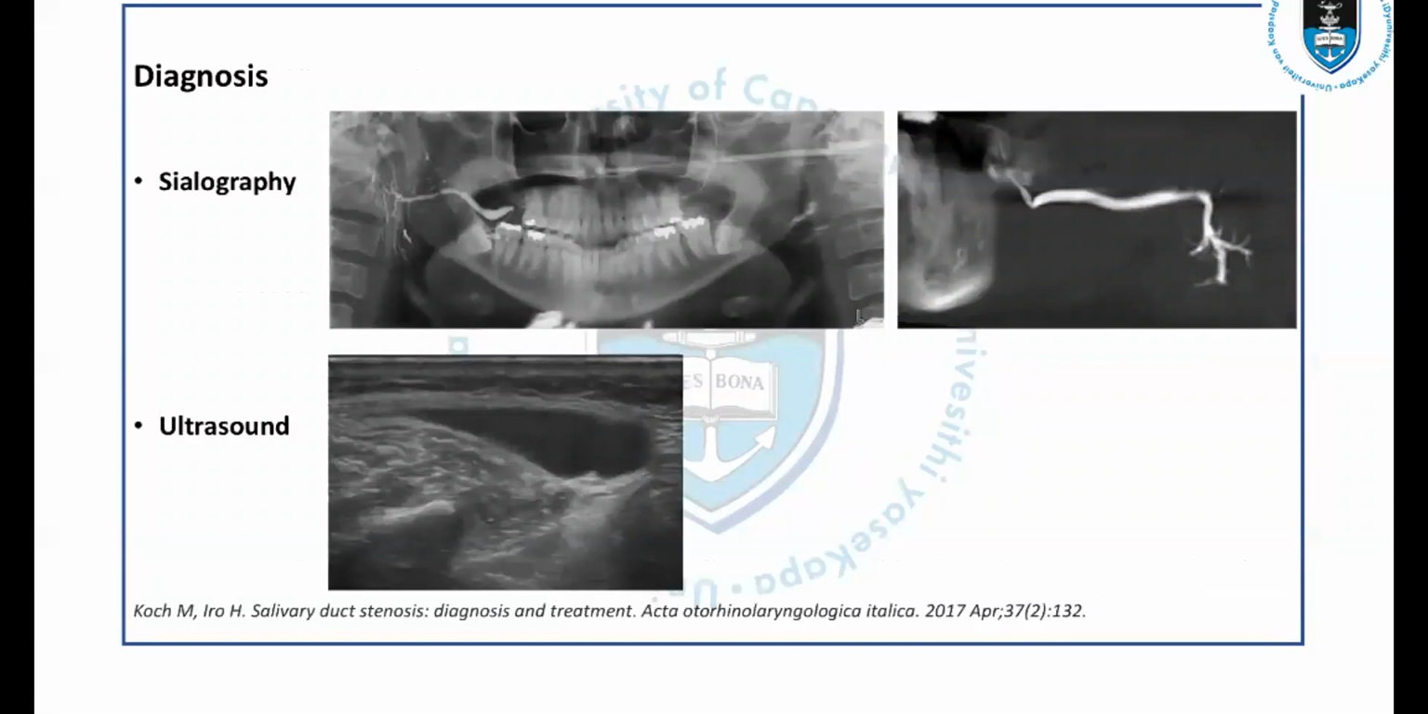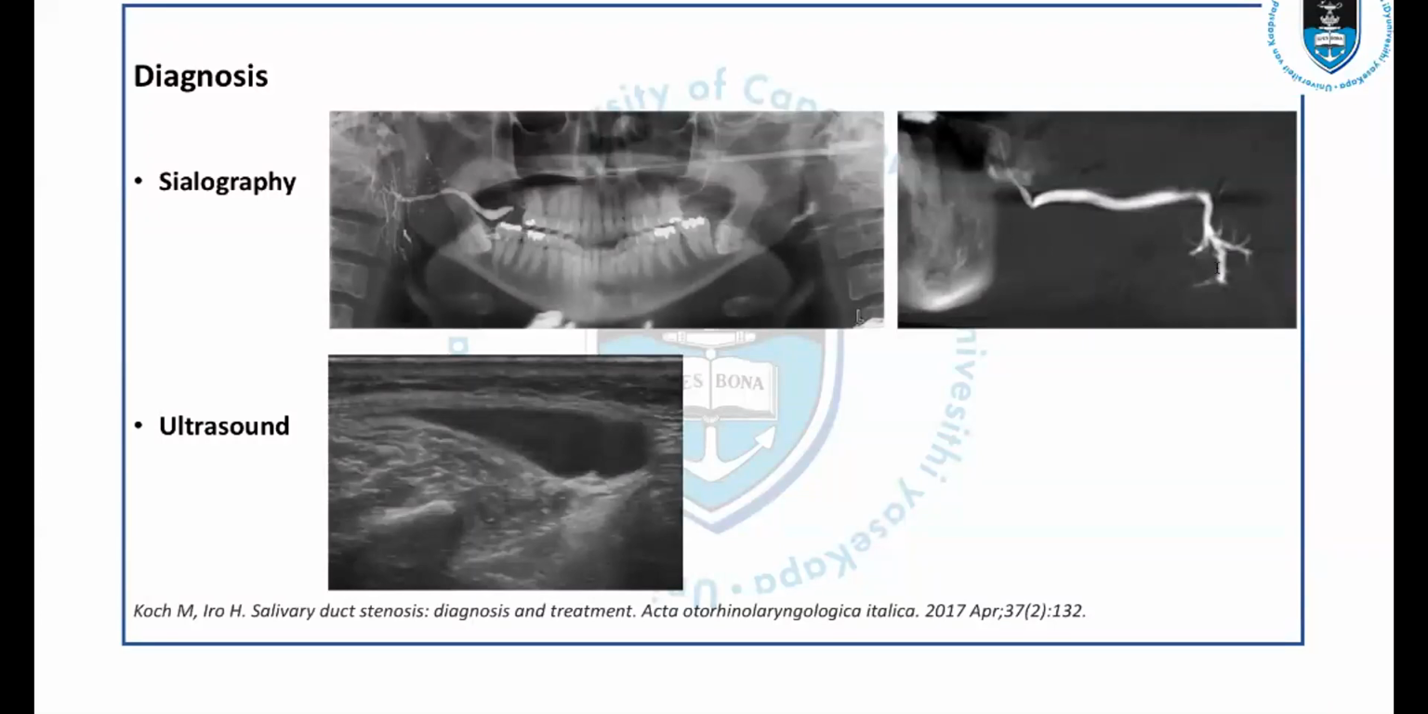So in terms of diagnosis, sialography allows the detection of the degree, number, and location of stenosis. And on sialography, stenosis appear as contrast-filled narrow ductal segments or complete filling defects in the ductal system. You can appreciate the stenosis of the left Wharton's duct on plain film sialography in the first picture, and on cone beam CT sialography in the second picture.